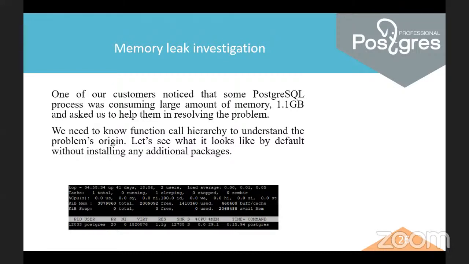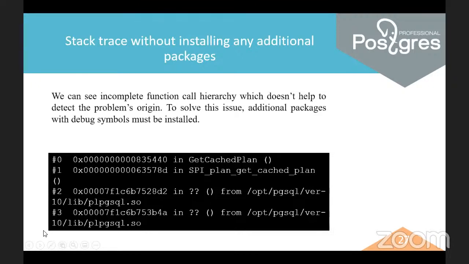And in order to find out the problem's origin, we must find out the function calling hierarchy, also called stack traces. And let's see how it looks by default without installing any additional packages. And we can see something unclear because we have some question marks, we have some brackets, we see some names, perhaps it's a function, perhaps it's something else. We don't have any parameters, we don't have any precise stack trace. In short, we don't have anything.